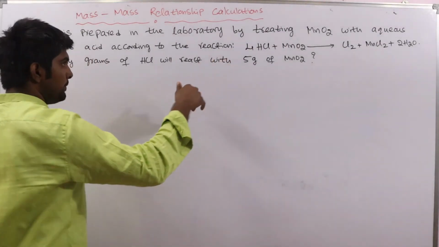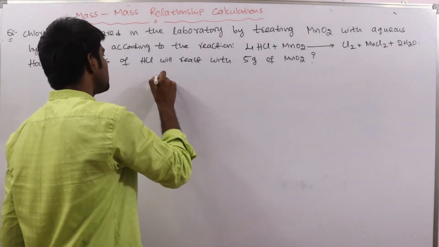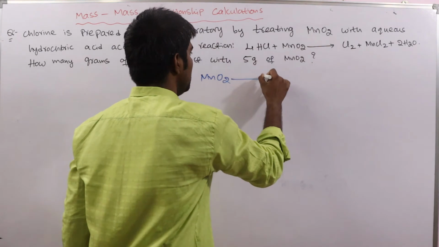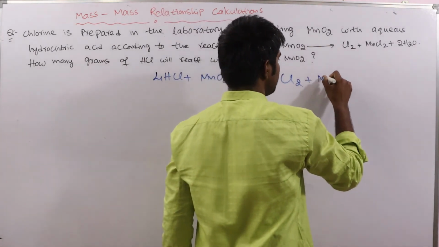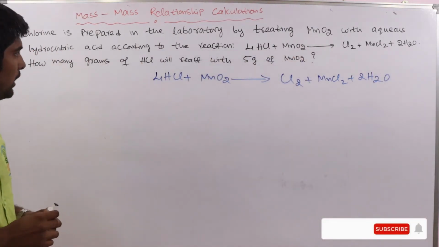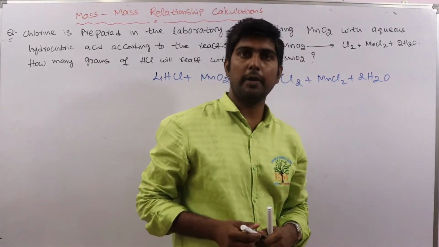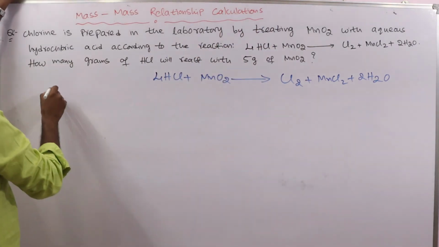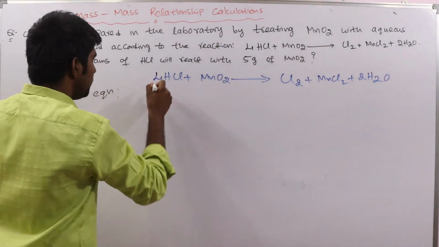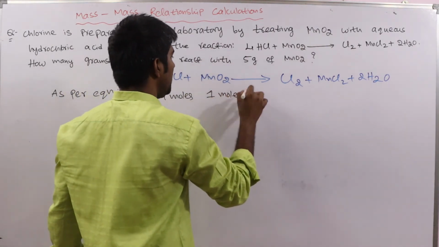See here, in this problem the required reaction is provided. Let us write it: 4 moles of HCl plus 1 mole of MnO2 give Cl2 plus MnCl2 plus 2H2O. This is the given reaction. Now what they are asking is how many grams of HCl will react with 5 grams of MnO2. As per the given equation, 4 moles of HCl react with 1 mole of MnO2.